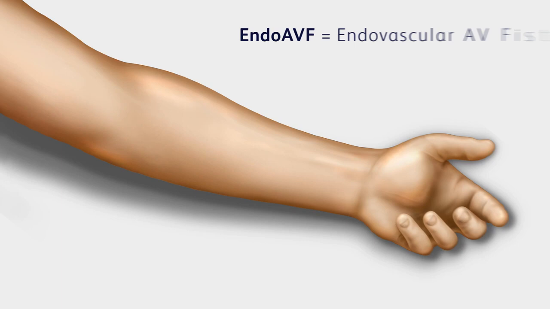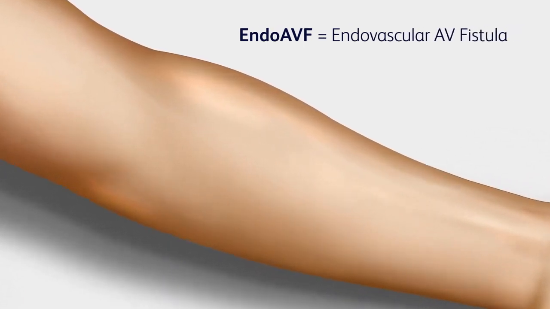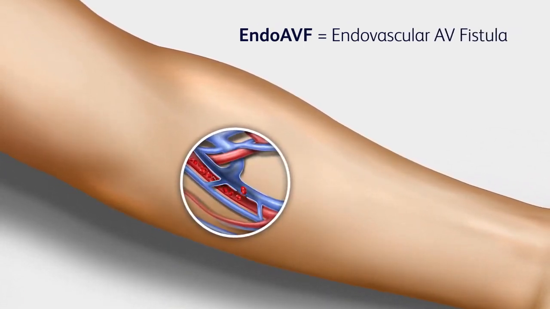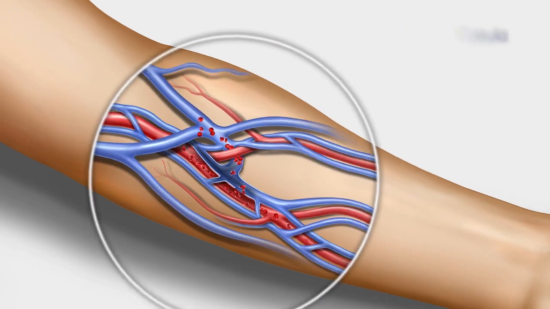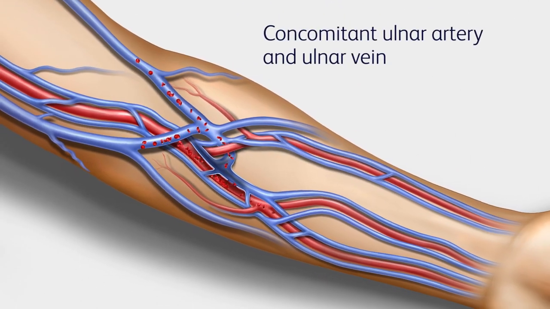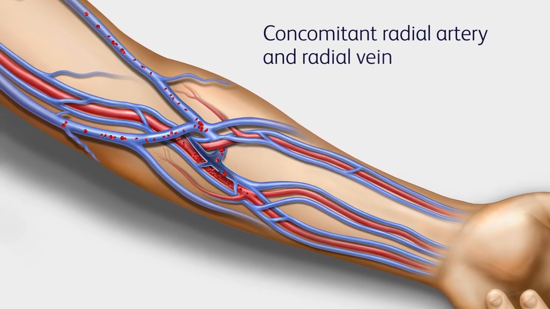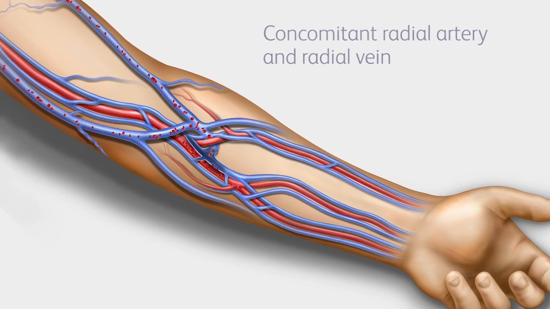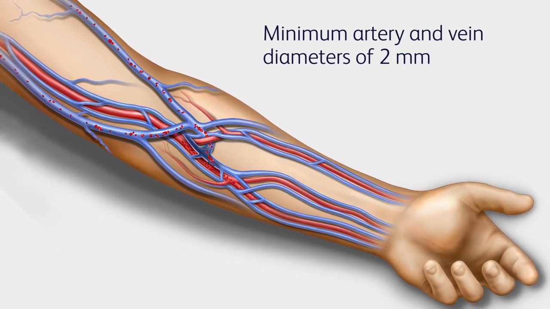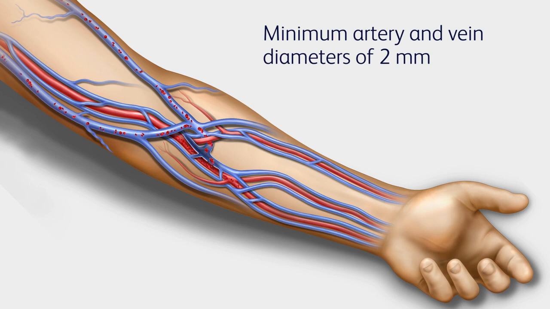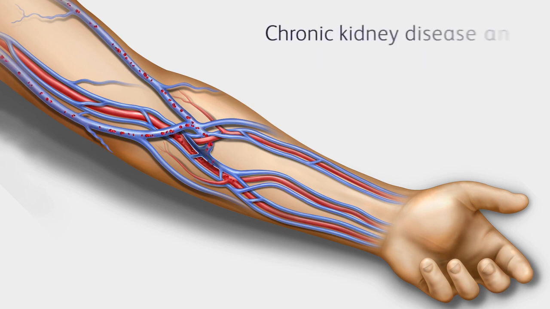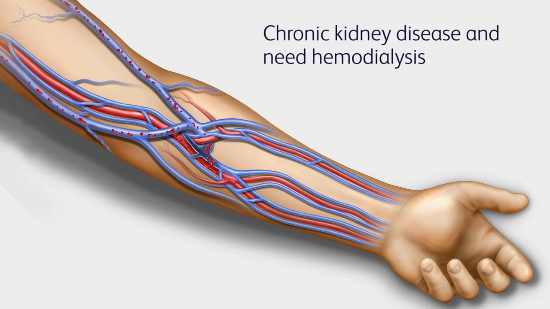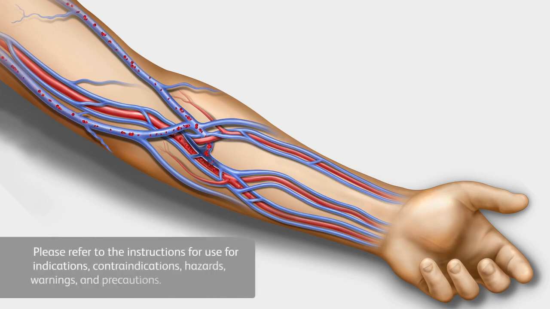The WavelinQ EndoAVF system is indicated for the creation of an arteriovenous fistula, or AVF, using concomitant ulnar artery and ulnar vein, or concomitant radial artery and radial vein in patients with minimum artery and vein diameters of 2 mm at the fistula creation site, who have chronic kidney disease and need hemodialysis. Please refer to the instructions for use for indications, contraindications, hazards, warnings, and precautions.